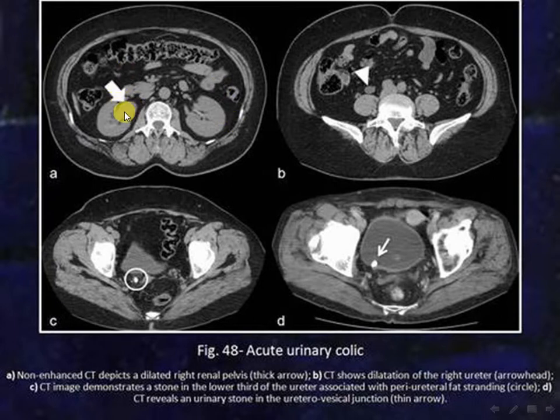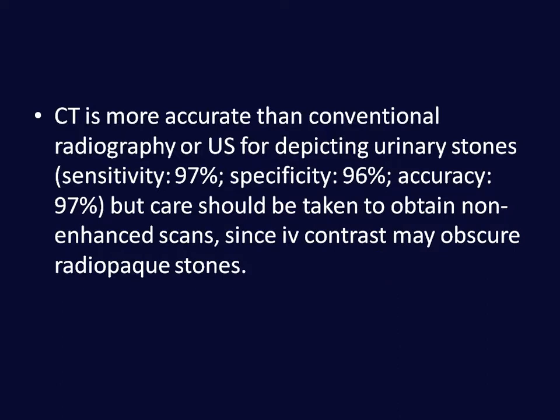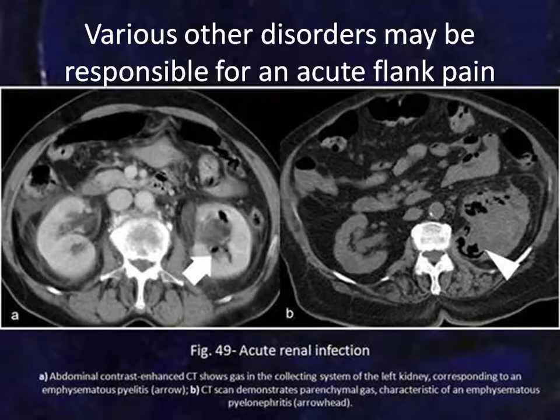For example, this is a very common cause. You can see there is hydronephrosis, hydroureteronephrosis here. The ureter is prominent, and when you follow it down, you can see a stone at the uretero-vesical junction. CT is more accurate than conventional radiography or ultrasound in detecting urinary stones, but care should be taken to obtain non-enhanced as well as post-contrast images, because the IV contrast might hide the stone, especially in the delayed phase. The contrast will cover the stone.